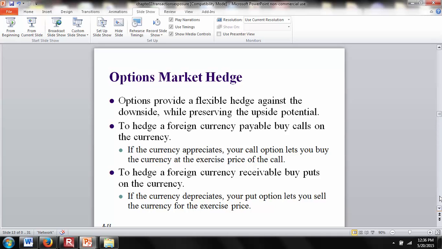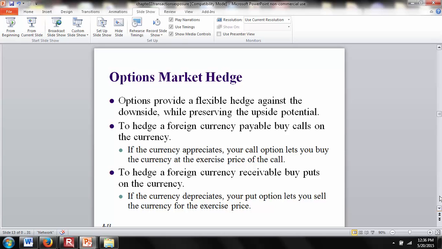Now, the last type of hedge we want to talk about is the options market hedge. And what is the options market hedge? We can either use call options or we can use put options. If it's a foreign currency payable, so if you are buying something from abroad, you have to make a payment, then the risk you face is what happens if the currency goes up in value. If the currency appreciates, your call option lets you buy the currency at the strike price of the call. So basically, you might save money because you can buy the currency at the strike price.